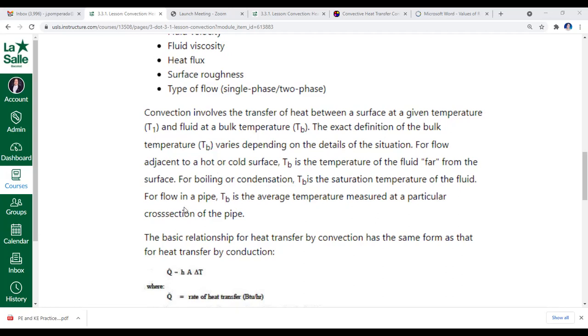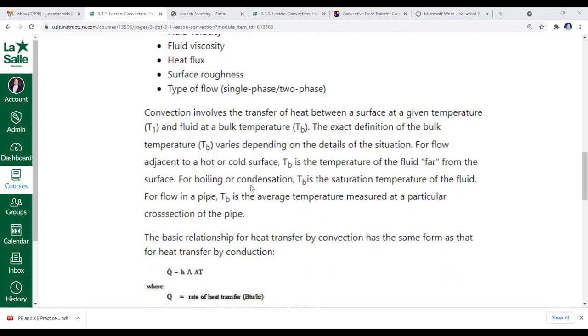For flow in pipes, T sub B is the average temperature measured at a particular cross-section of the pipe. In our case, class, if you read from our general reference book by Geankoplis, the flow in pipes is often given as an example, and most problems are concentrated on flow in pipes. And the bulk temperature is the average temperature in a particular cross-section of the pipe.